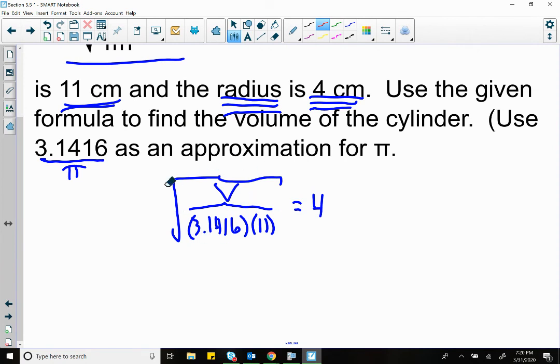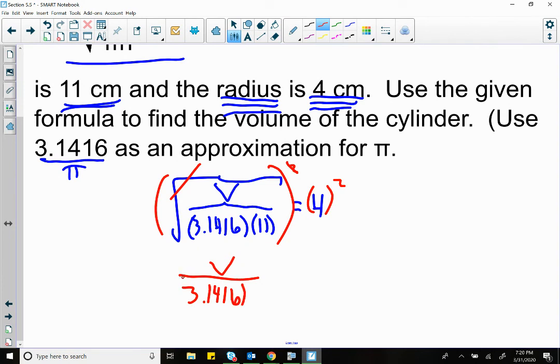How do I get rid of a square root? Square both sides. So the square and the square root take care of each other, which leaves us with V all over 3.1416 times 11 equal to what's 4 squared? That is 16.